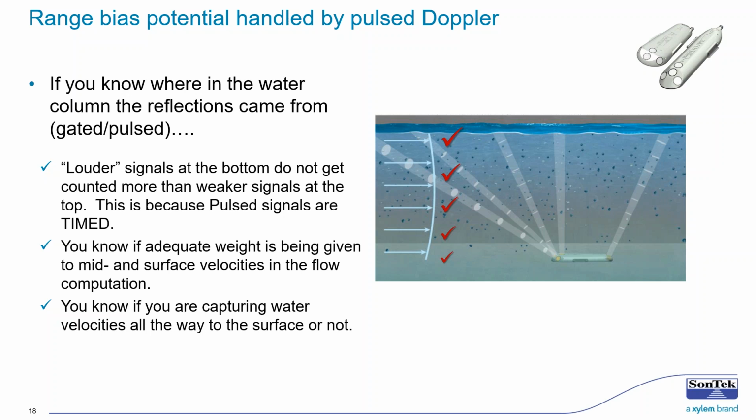So the pulsed Doppler instrument will put a sound signal out, wait, and listen. And because that process is actually timed, we can do that throughout several layers in the water column and make sure that adequate weight is being given to the mid and surface velocities in the flow computation. Again, if you know where in the water column your velocity measurements are being taken, then you can resolve a lot of that bias and actually calculate properly.